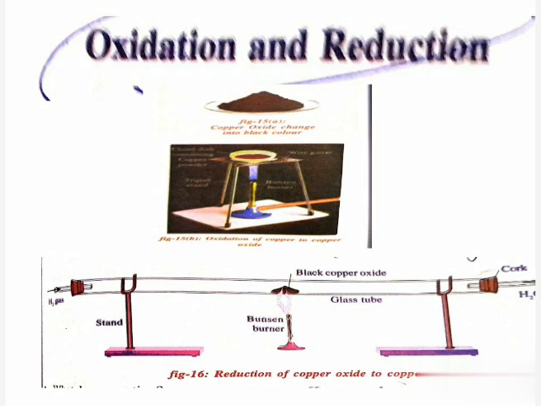CuO plus H2: we took copper oxide and passed H2 gas. Then the black color disappears and brown copper forms. Copper oxide loses oxygen, so what remains is copper only. CuO plus H2 gives Cu plus H2O. In the above reaction hydrogen is gained.